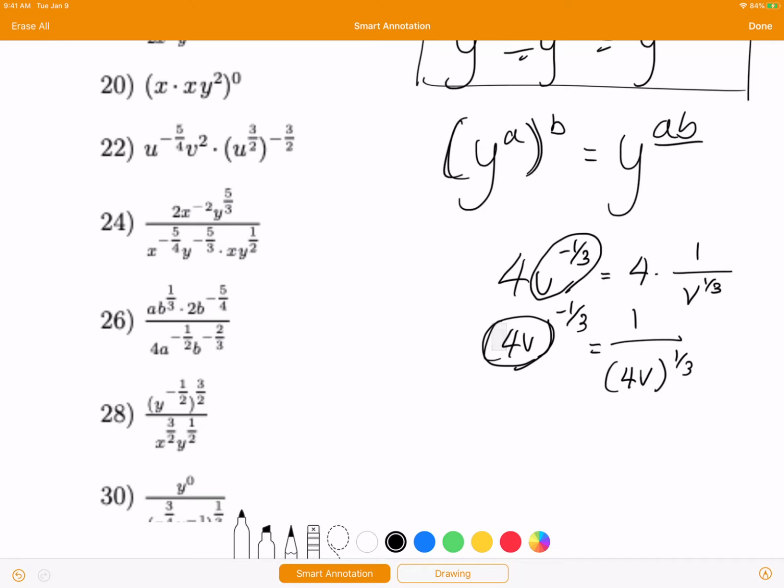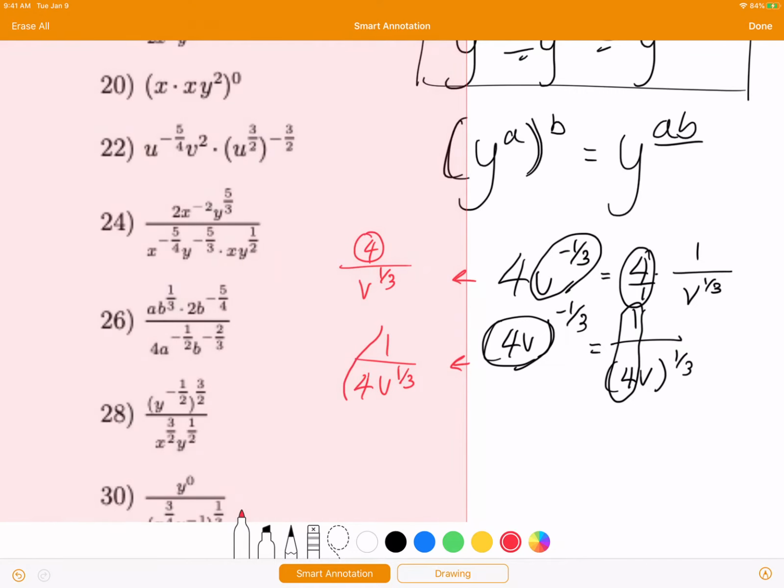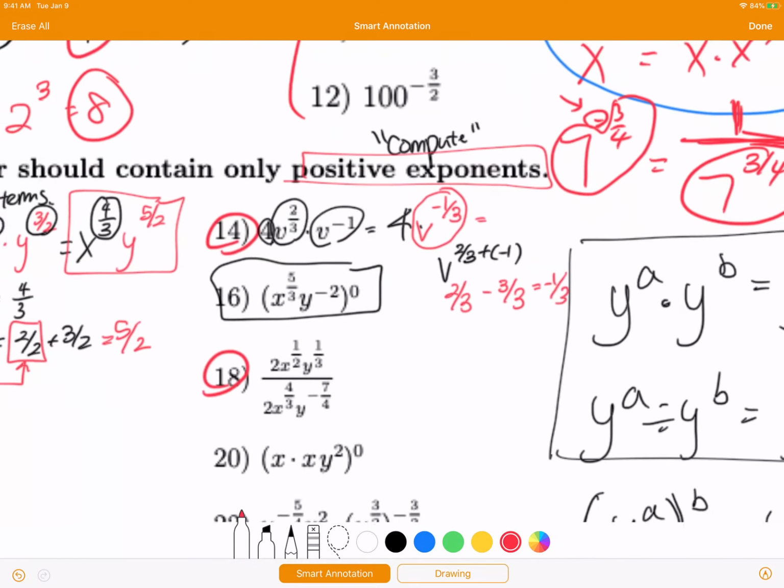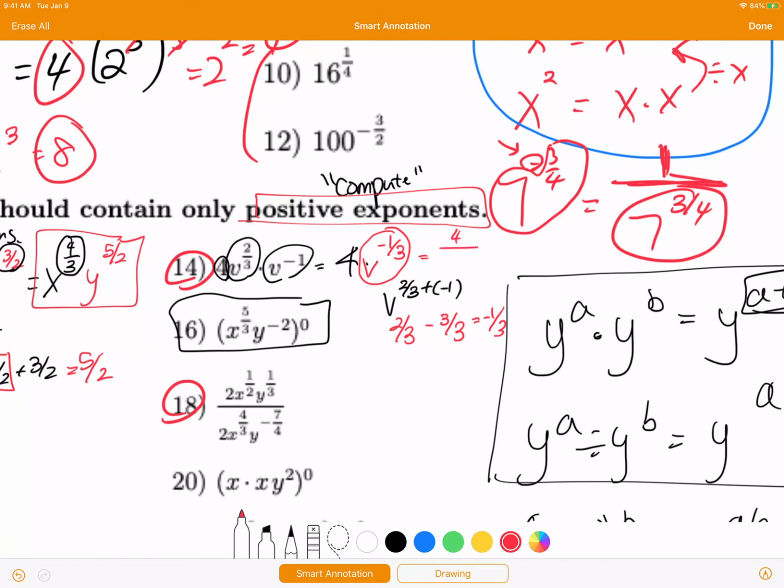Now, what is the major difference? Well, the first one has 4 over 1, 4 over 1. This one has 1 over 4. That is really, really huge. So the way that you write the answer for this one would be 4 over v to the 1/3. Notice how 4 is at the top because you're multiplying by 4. And the answer for this one would be 1 over 4v to the power 1/3, which means you're basically multiplying by what we call 1 over 4. So the answer to this question here, if you go to the top, I would write 4 over v to the power 1/3. That should be the answer for number 14.